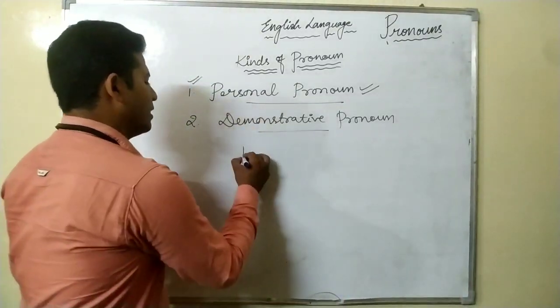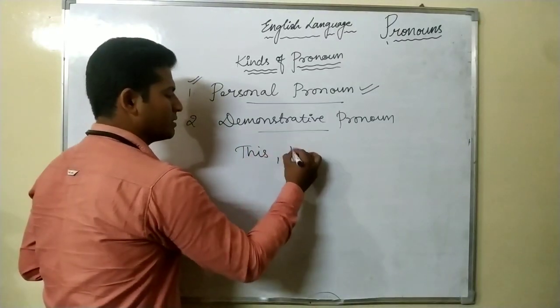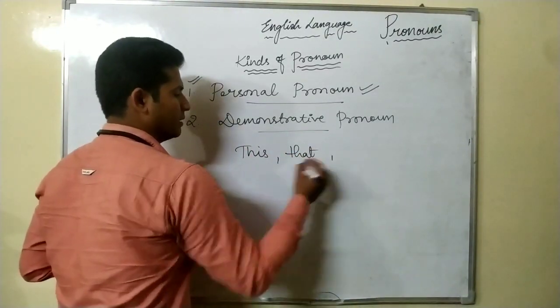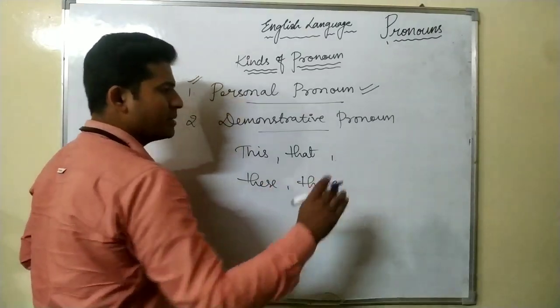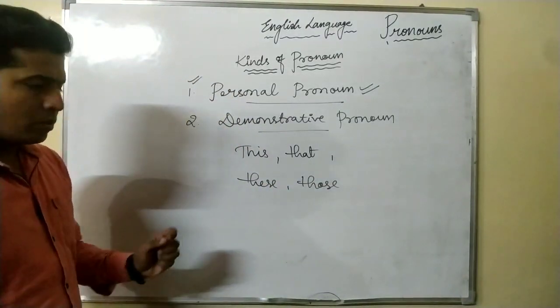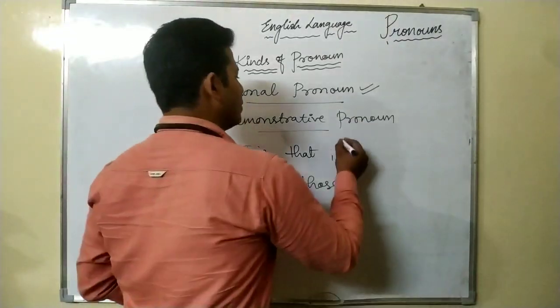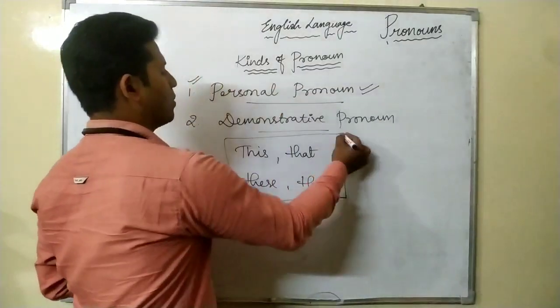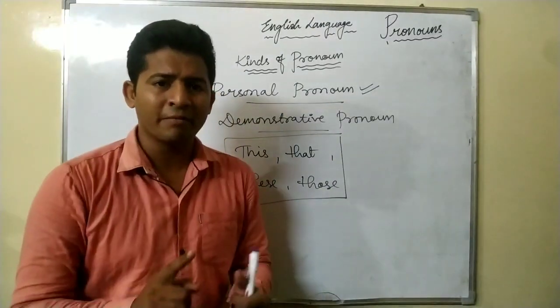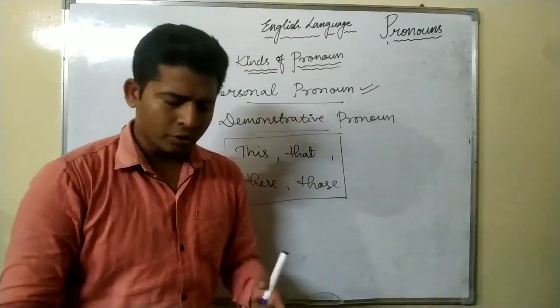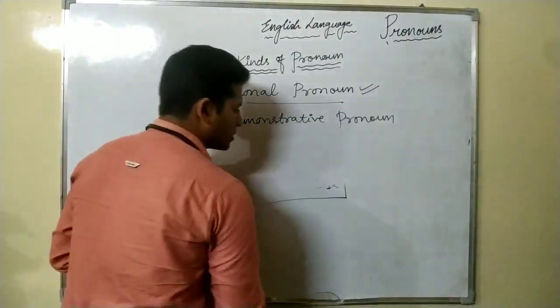Some demonstrative pronouns are this, that, then we have these, then those. These are demonstrative pronouns. Now you have to make sure whenever you use a demonstrative pronoun in your sentence, there is a lot of confusion between demonstrative pronoun and demonstrative adjective. So this is where you need to be focused.